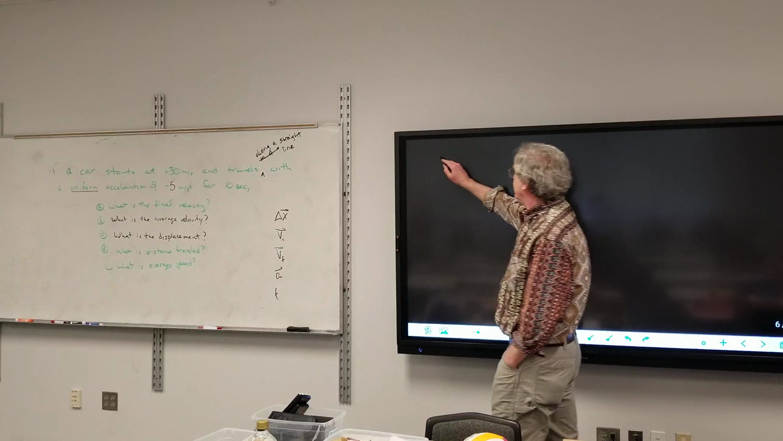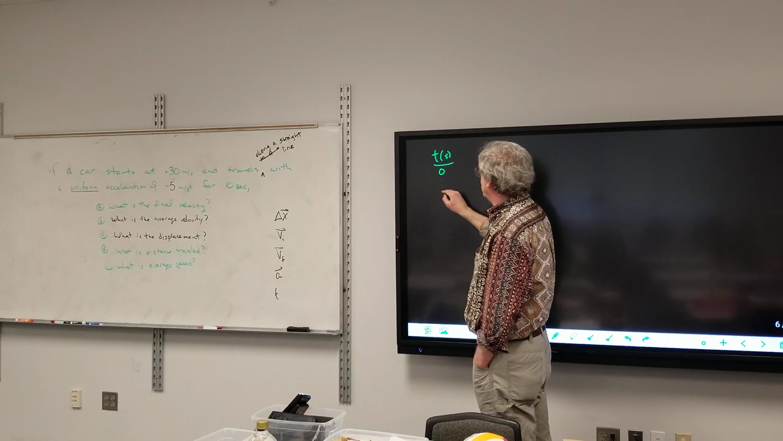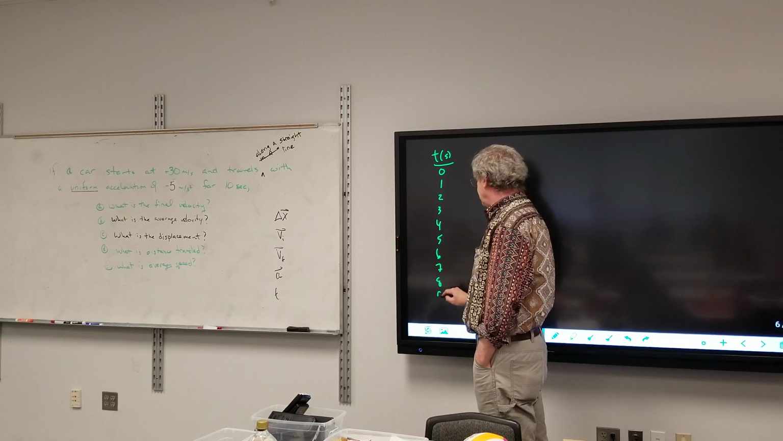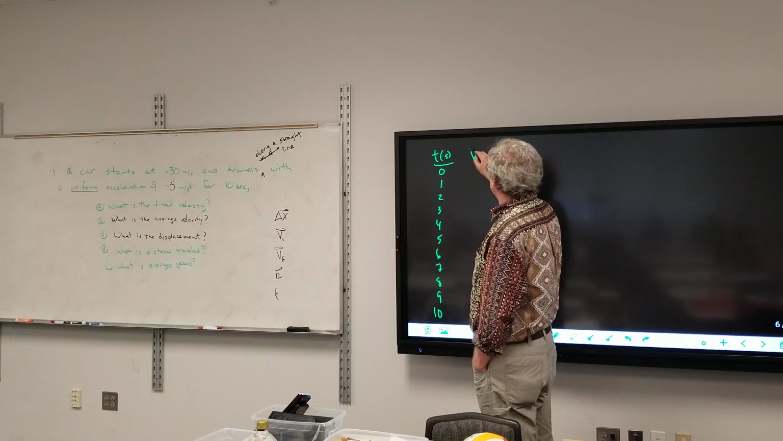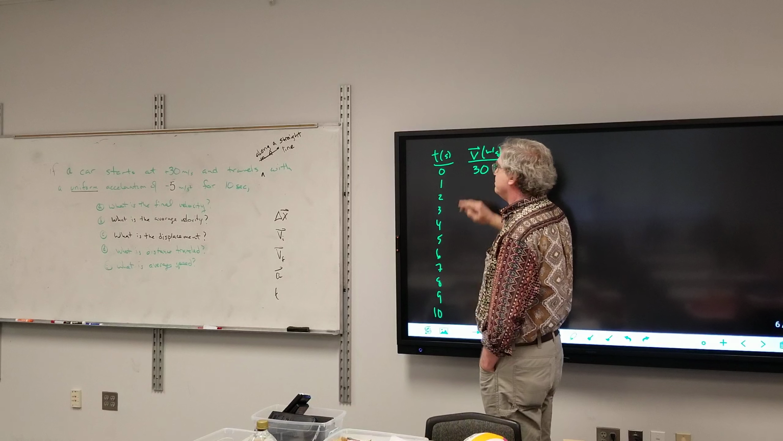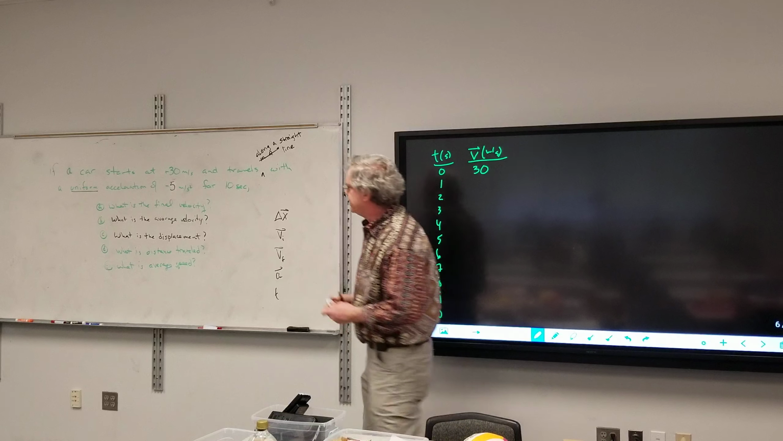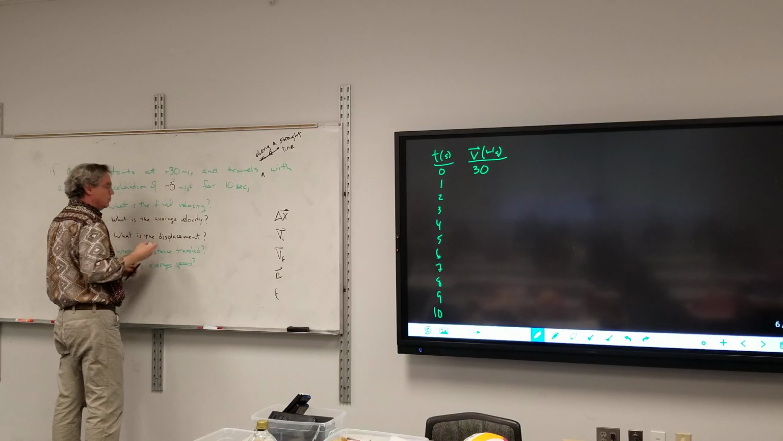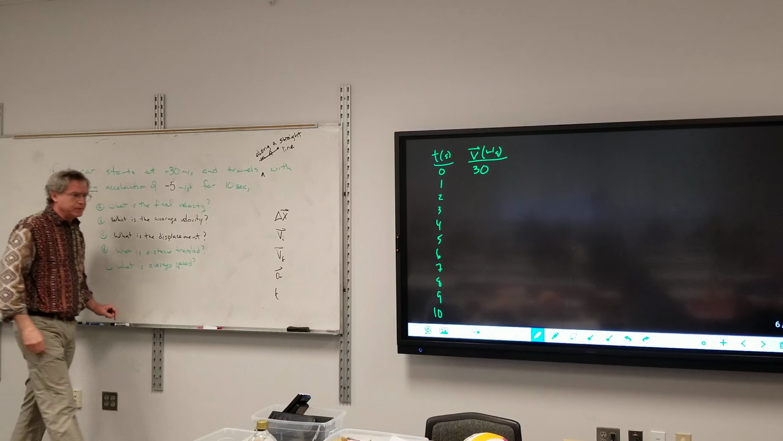Okay, so again, time, seconds. I go 0, 1, 2, 3, 4, 5, 6, 7, 8, 9, 10. My velocity in meters per second. I started out at 30. And that negative sign is still there. By the way, 30 meters per second is a little over 60 miles an hour.